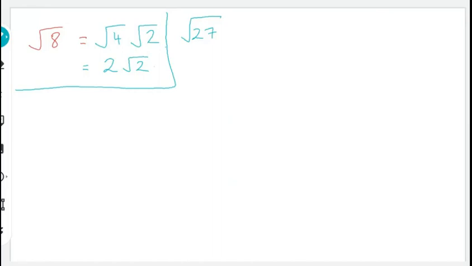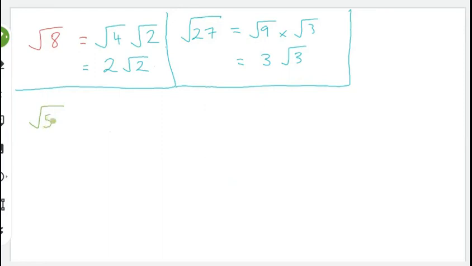Indeed. So yeah, the square root of 27 can be written as the square root of 9 times the square root of 3, which is equal to 3 times the square root of 3. You don't have to put the times in between because it's implied already. Here's one. The square root of 50.